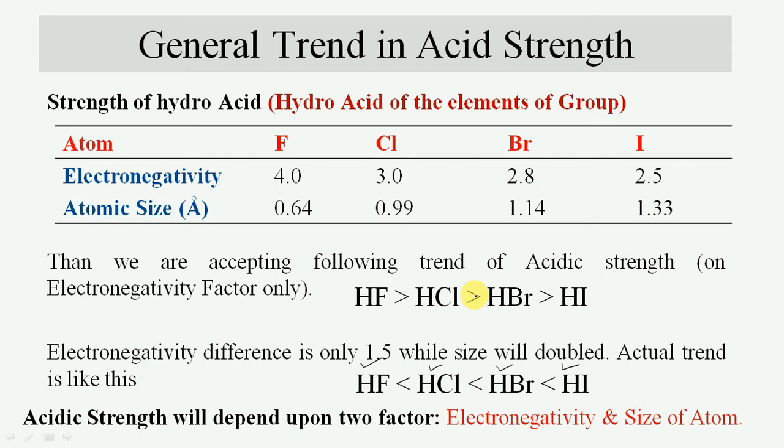This order is the reverse of that expected on the basis of electronegativity. If we consider electronegativity, then we expect this order: hydrogen fluoride should be the maximum and hydrogen iodide the least acidic. The actual order is this one: hydrogen iodide has the maximum acidic strength, and hydrogen fluoride has the least acidic strength.